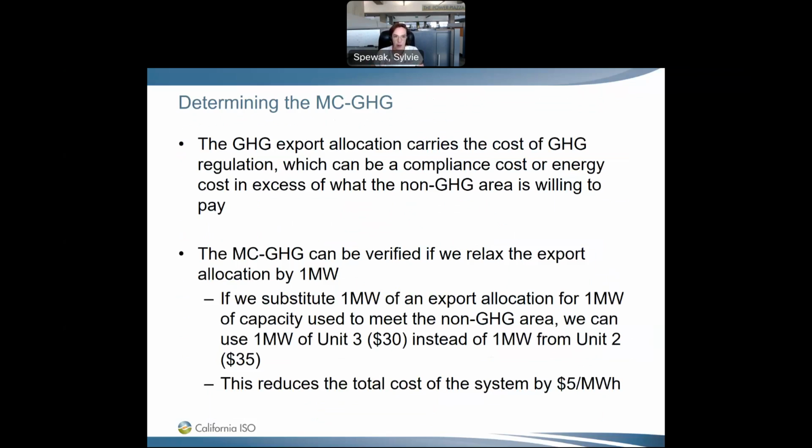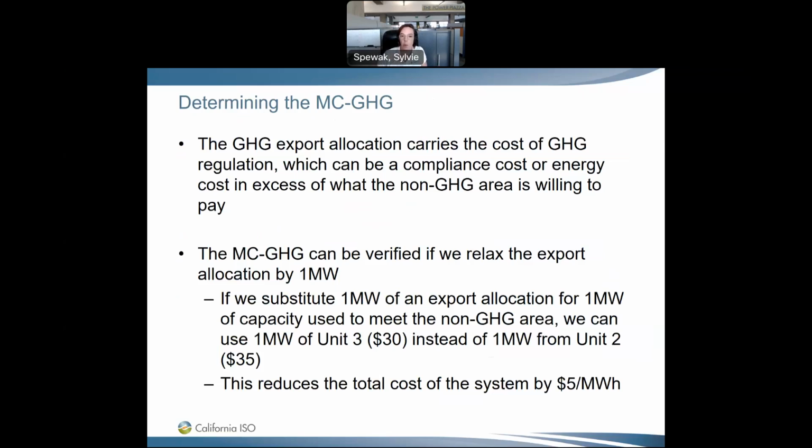The GHG export allocation carries the cost of regulation, which can either be compliance or energy costs in excess of what the non-GHG area is willing to pay. It represents the difference in preferences between the GHG and non-GHG areas' idea of what least cost dispatch should look like. And it helps us make sure that the GHG area is paying for what they prefer and what they're responsible for. We find the marginal cost of GHG by relaxing the export allocation by 1 megawatt.